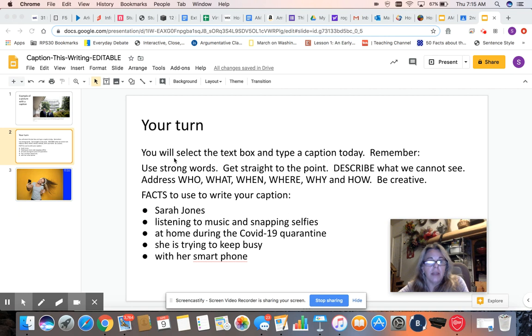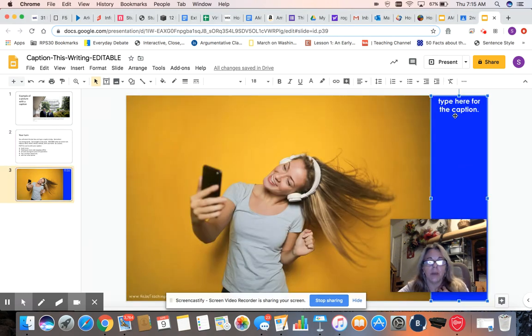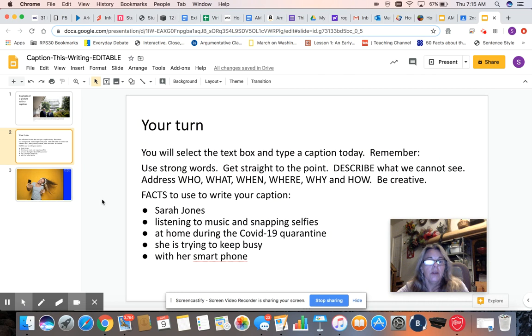So you're going to click in this text box right over here, and this is where you'll do your typing. You'll just take your little cursor and erase what I've done, where I've written type here for the caption, and you're going to type your caption there. You're going to try to include as many of the 5 W's and the H as you can. Try to use really strong wording when you're doing your caption. So again, you've got a name, there's your who, you've got what she's doing. She's listening to music and snapping selfies. You've got where, you've got why, and you've got how.